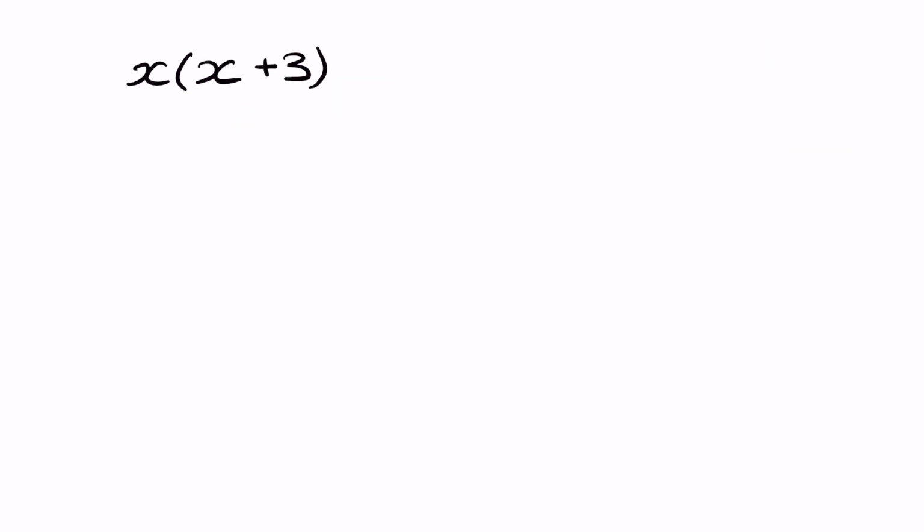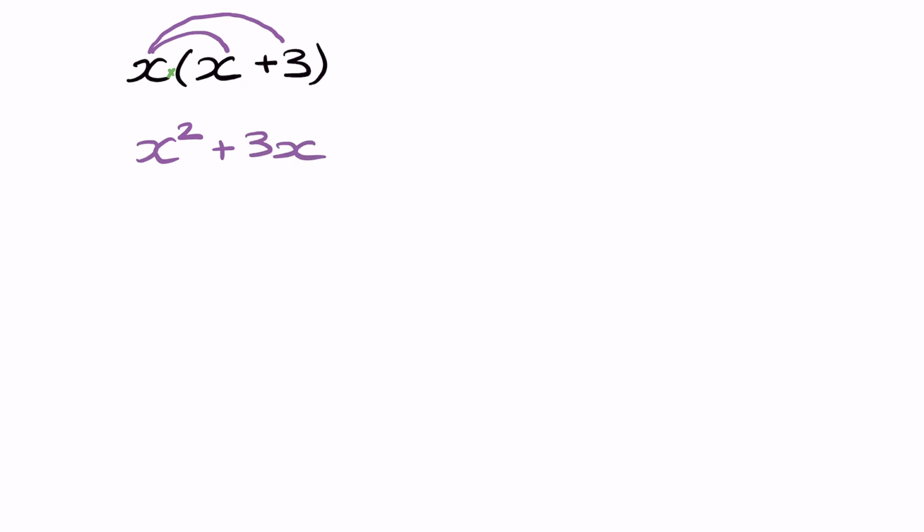Now, sometimes you might have a situation where you have to multiply out or factorize and get a single bracket. And the way you multiply them is the same thing. There's an invisible multiplication sign in between the x and the bracket. So this is telling us we have to multiply everything in this bracket by x. So that's x multiplied by x. That gives us x squared. And then x multiplied by positive 3. That gives us positive 3x.